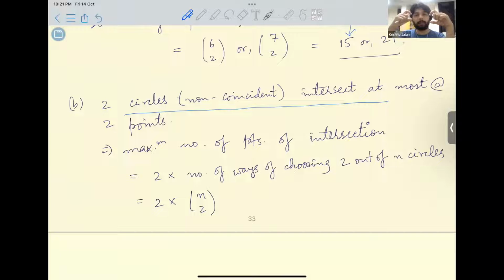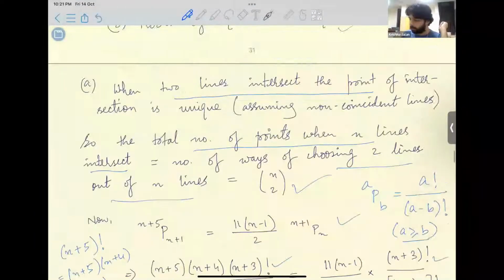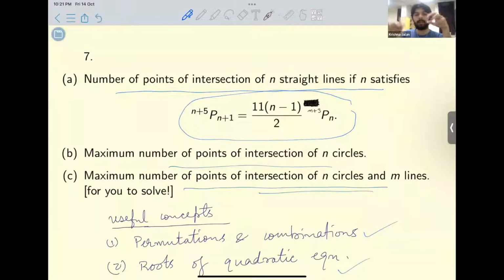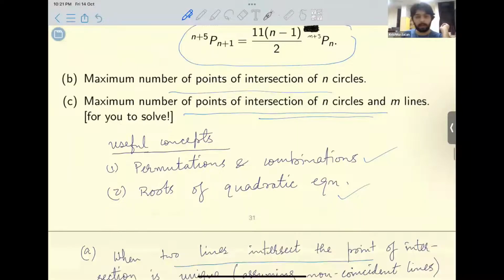Now there was also a question: what happens when two circles intersect? Two circles can at most intersect at two distinct points. I'm not assuming two coincident circles. So the maximum number of points the n circles can intersect is equal to twice the number of ways of choosing two circles out of the given n circles. So this is two times n choose 2. And the third one, I'll leave it to you. When everything is there, you have n circles, you have m lines, and they intersect among each other. What is the total number of intersections that you should find?